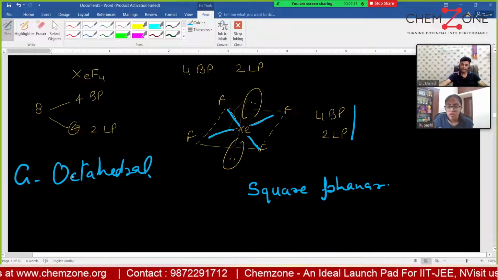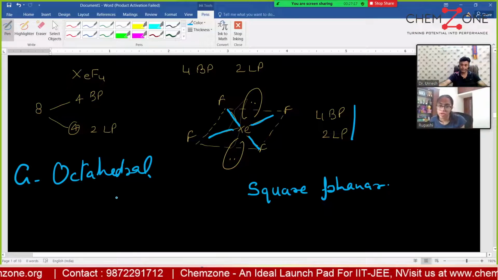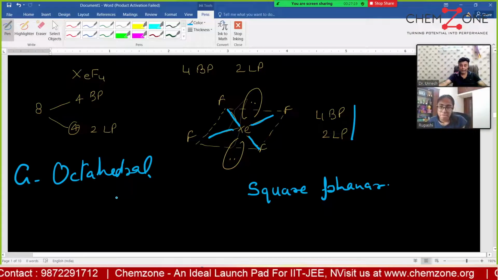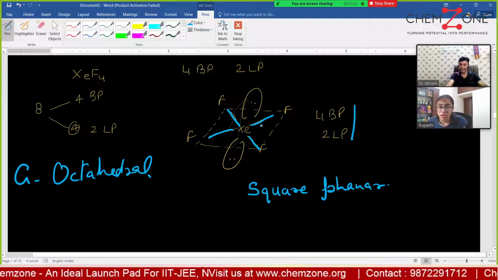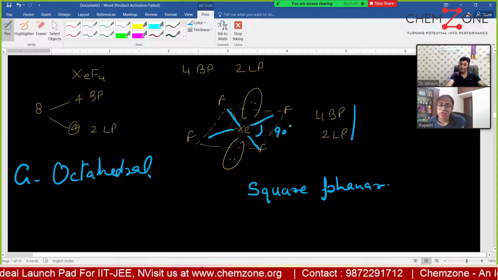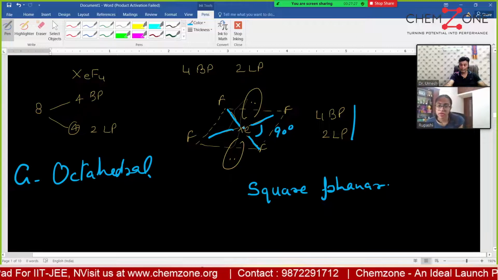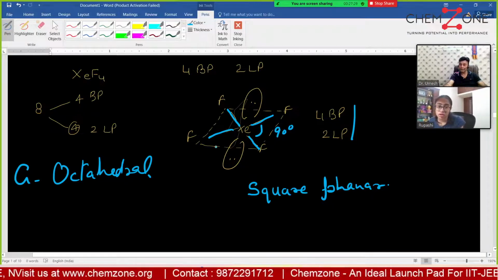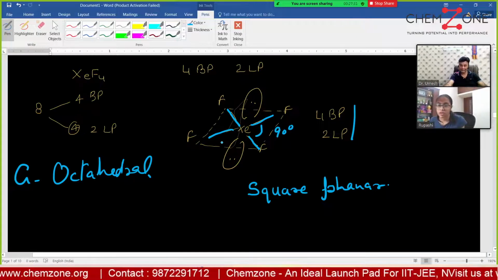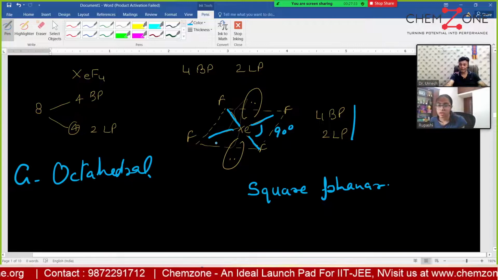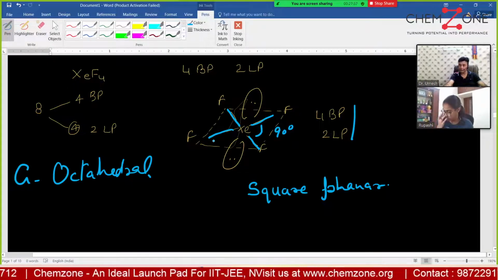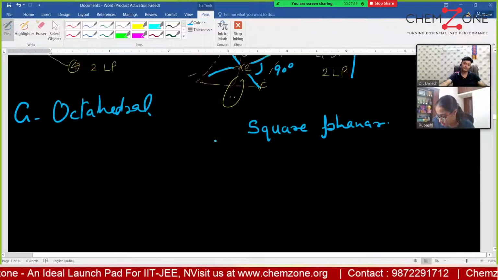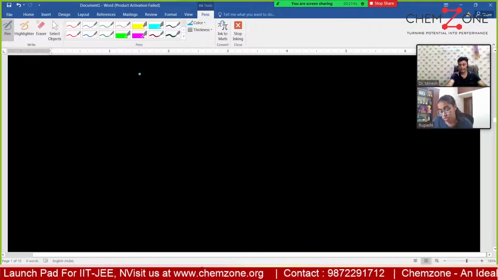So, what would be the angle between the fluorines? All these angles are 90 degrees. Then wouldn't the repulsion be very high? There is no other option now. In this case, there is no other option to go away. They will come closer even if they try to push apart each other.